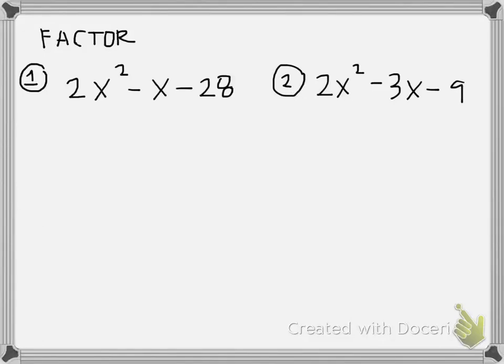Good morning. So today we're going to start talking about four-term polynomials with factoring. But before we do that, I want us to go ahead and do these problems. This is what we did yesterday. So 2x squared minus x minus 28, 2x squared minus 3x minus 9.